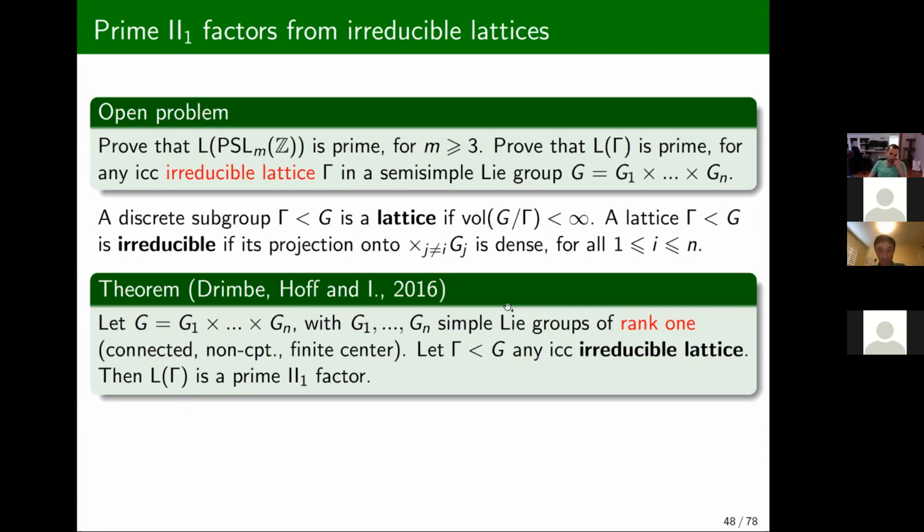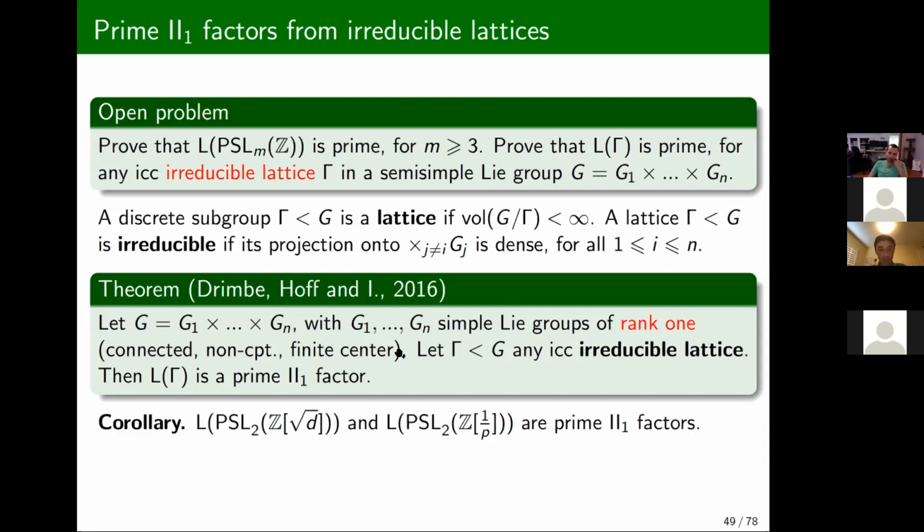All right, and in particular, this implies that the following groups, so PSL2 over the ring Z adjoin square root of D and the ring Z adjoin 1 over p. And here I have to tell you what D and p are. So D is a square free integer which is not congruent to 1 mod 4, and p is a prime. So both of these are prime II_1 factors.